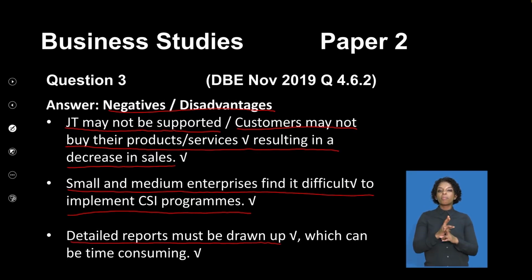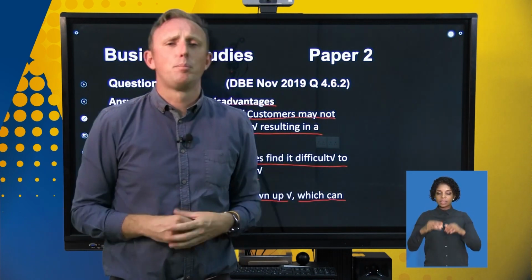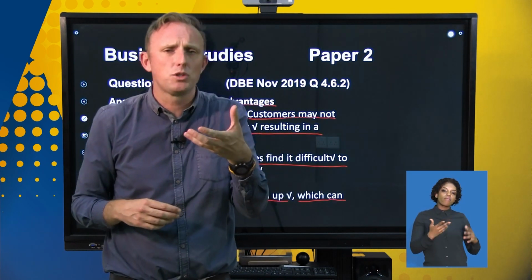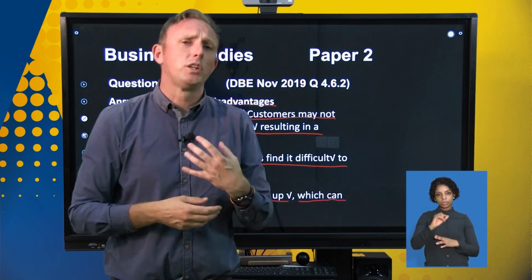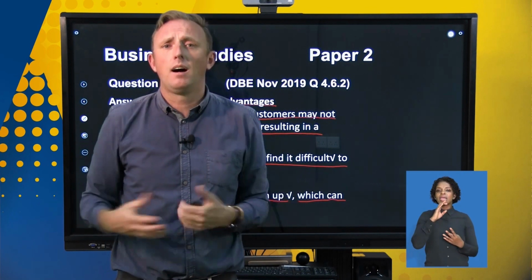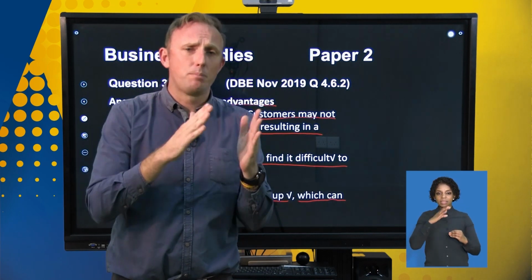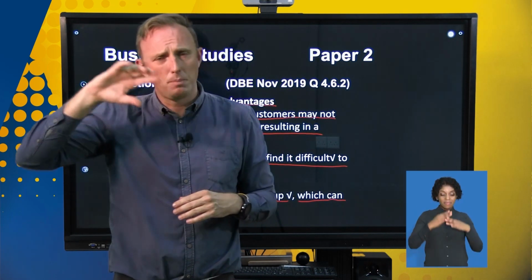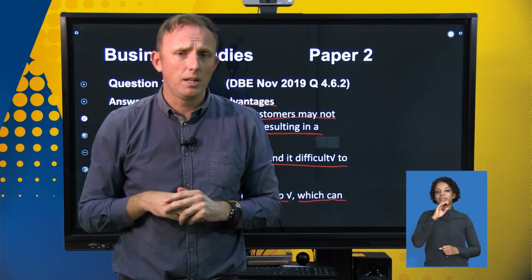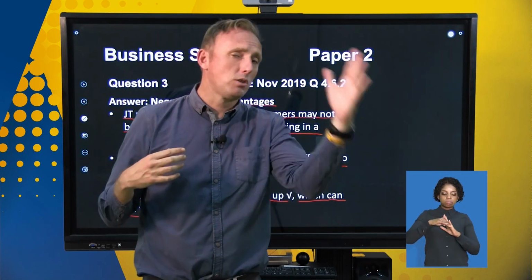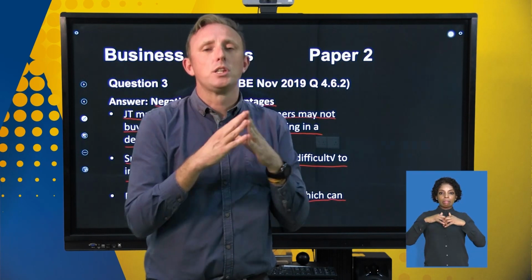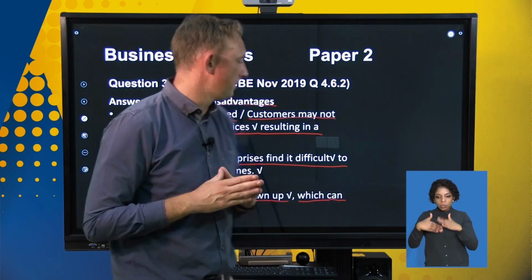Detailed reports must be drawn up, which can be time consuming. So now we're not focusing on our core business. We rather have to write up reports about our CSR project, which is very time consuming. So rather than us focusing on the business, we're now focusing on our CSR projects, which might not have anything to do with our actual business, and we could lose focus on our business. If we lose focus on our business, we might not be able to be as profitable as we want to be, and that could result in the business contracting and even potentially closing down because we're not focusing on our core objective, which is to run the business as profitably as possible.